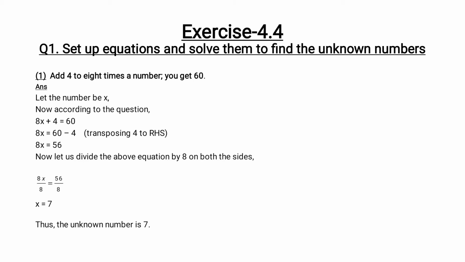Here let us divide the above equation by 8 on both the sides. Thus by dividing the above equation we get the value of x as 7. Thus we can say that the unknown number is 7.